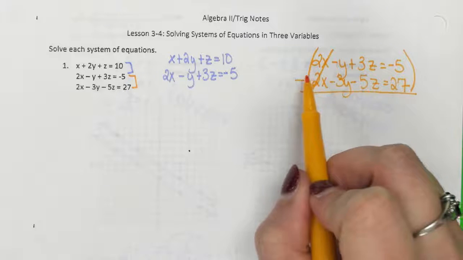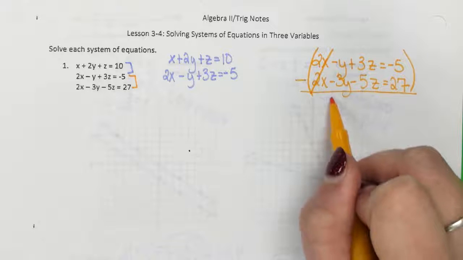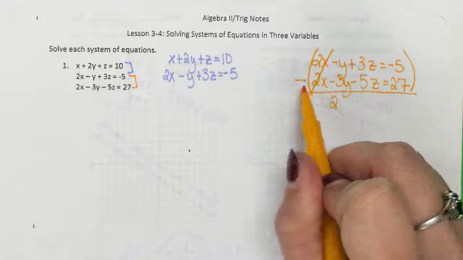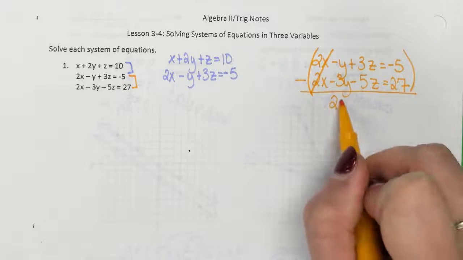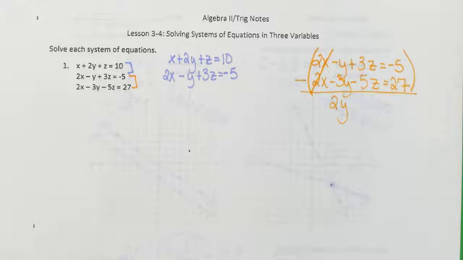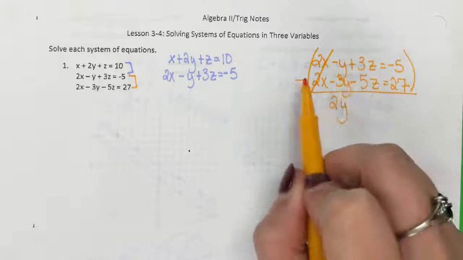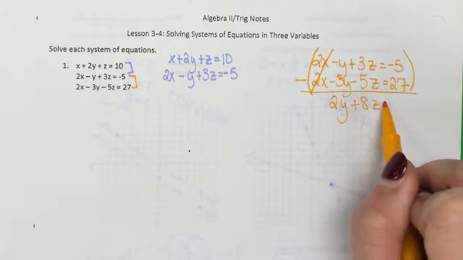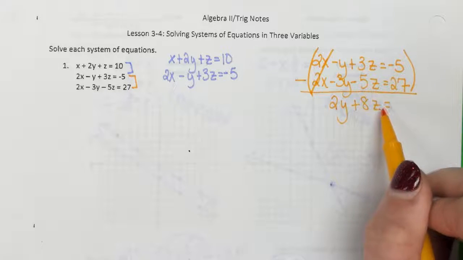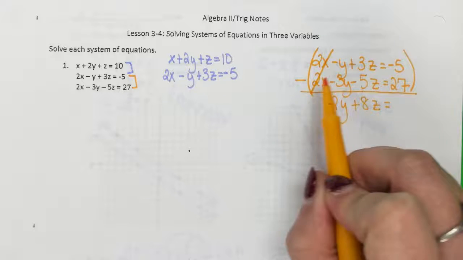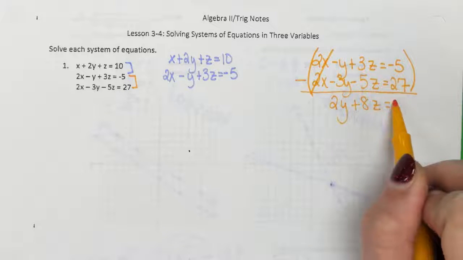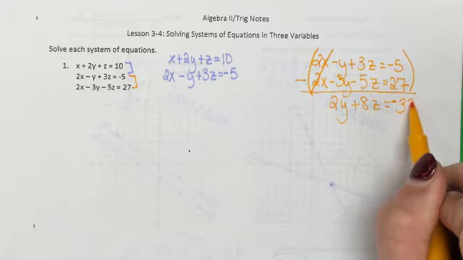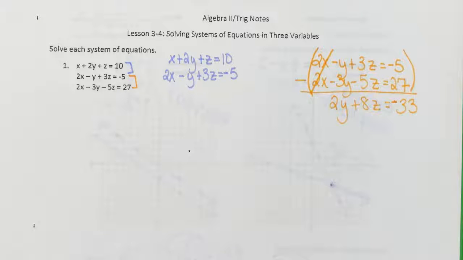You got -1 minus -3. Oh, 2 negatives make positive, so it's -1 plus 3. That's 2y. So guys, you have to use your calculator because if you get a number wrong, it's going to mess up everything after that. Then you got 3 minus -5. That's 8. That's 8z, yep. And then you have negative 5 minus 27. Negative 33. Are y'all okay so far?